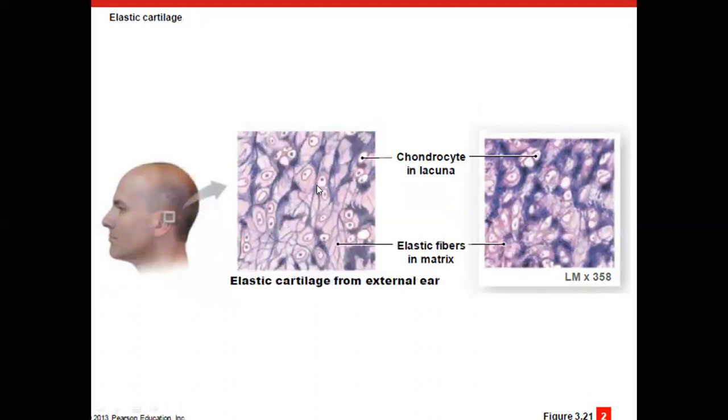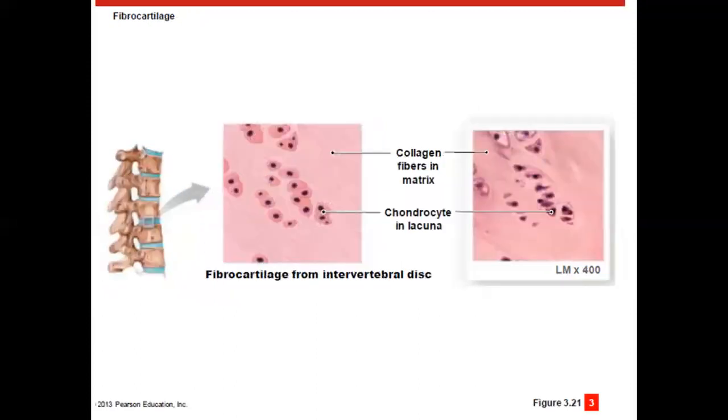So when you see chondrocytes and then elastic fibers, you're looking at elastic cartilage. And then fibrocartilage, found in the intervertebral discs, right? Or it is the intervertebral disc. Chondrocytes tend to line up in a row in fibrocartilage. So you'll see long rows of chondrocytes in fibrocartilage.